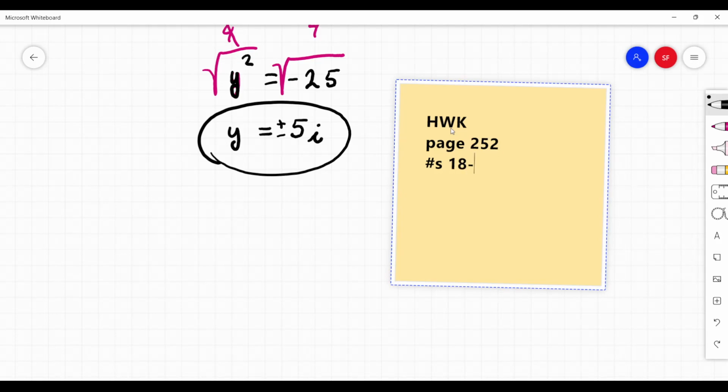Numbers 18 through 22, evens. And 36 through 40, evens. It's like 6 problems. Calm down. That's like middle school level problem numbers. Very easy. Okay, kiddos.